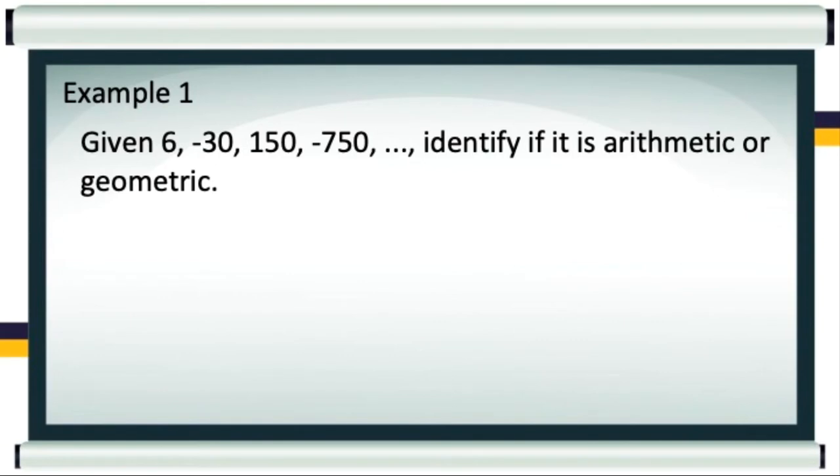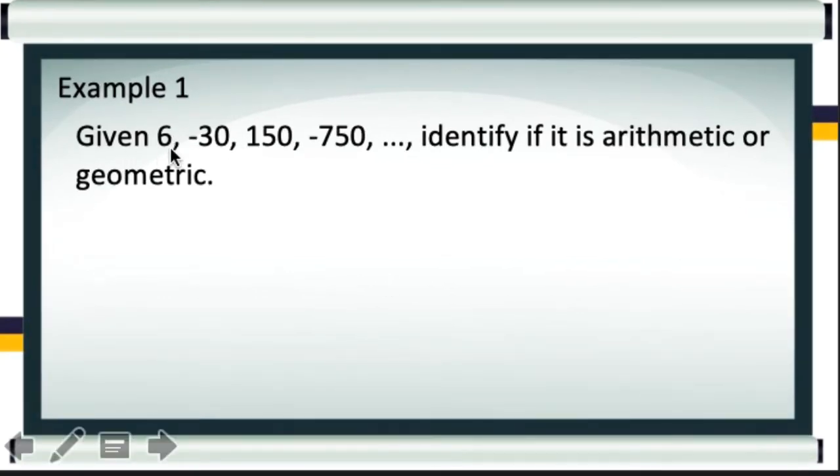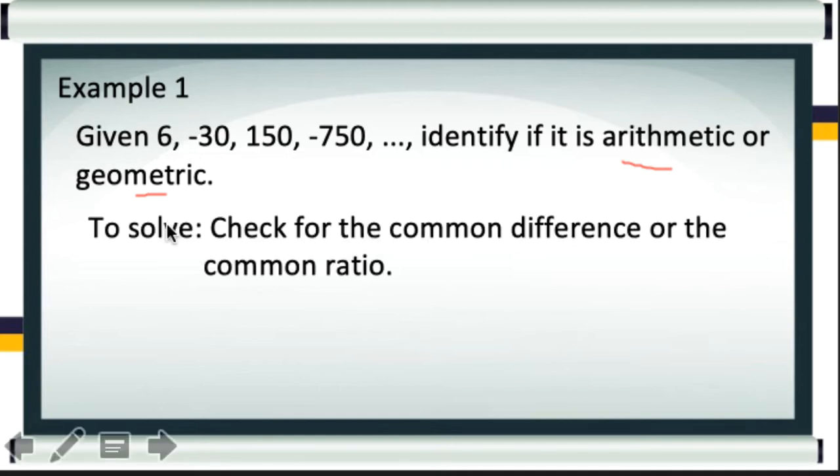Let us take this example. Given 6, negative 30, 150, negative 750. Let's identify if it is an arithmetic or geometric sequence. To solve whether the given sequence is arithmetic or geometric, we need to check both the common difference and the common ratio of the given sequence. Whichever solution gives us a constant answer, that is how we can conclude what sequence it is.